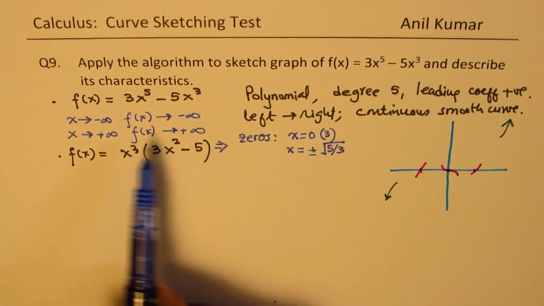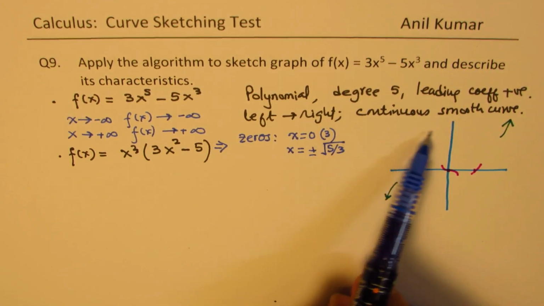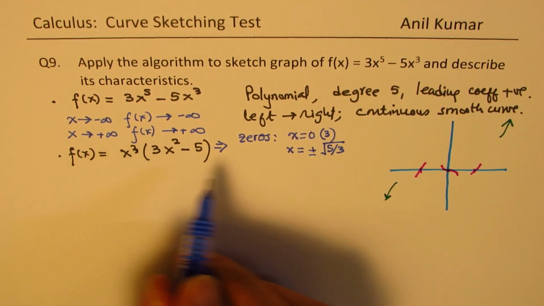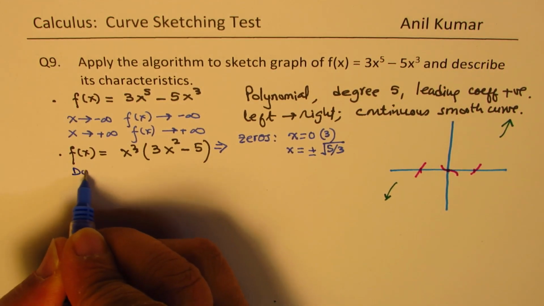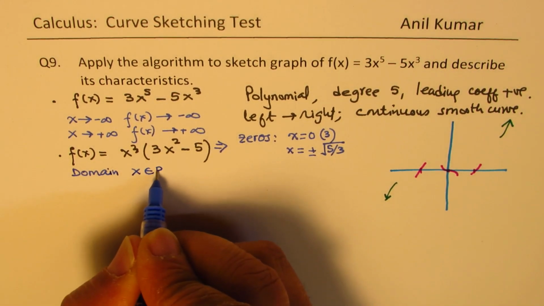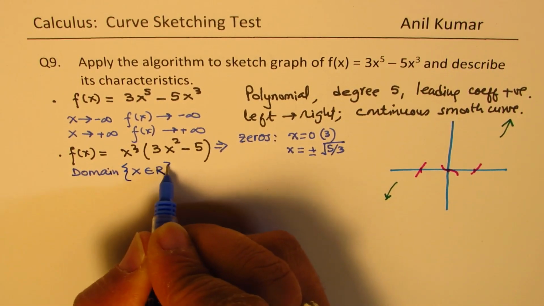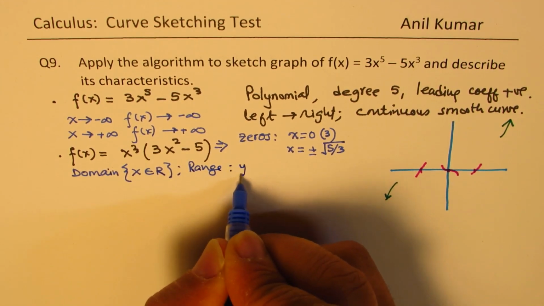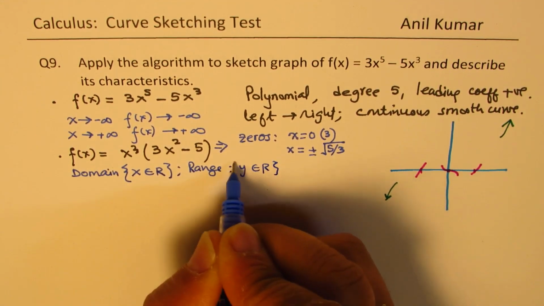Now, we also understand, since we say it's a continuous graph, so we can now write here domain and range also. We can say domain is x belongs to real numbers, right? And range is y belongs to real numbers, right?